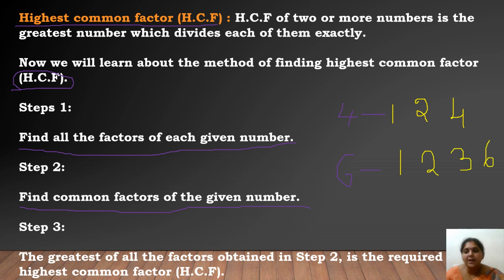What are my common factors here? 1 and 2 are my common factors. In this, which is the greatest common factor? 2 is the greatest common factor. So what is your answer here? Your HCF is 2. 2 is your HCF. You have to take the highest common number, and that will be the highest common factor of the taken numbers.